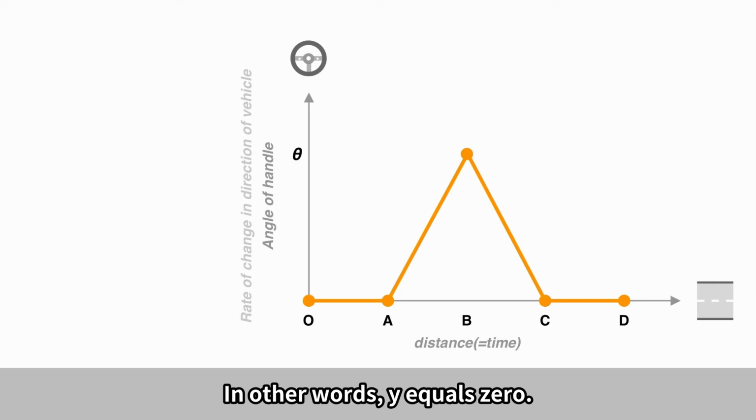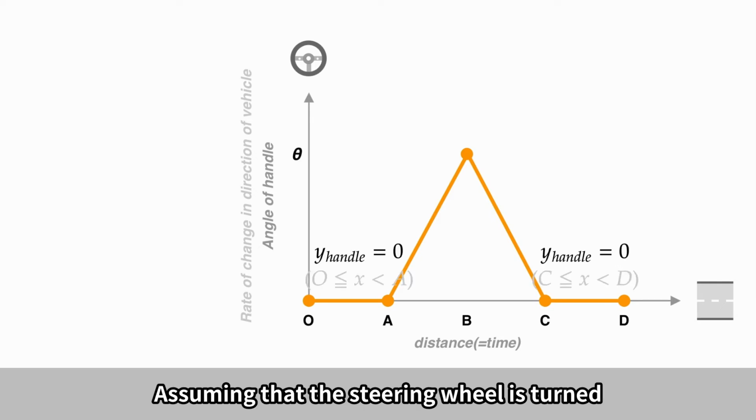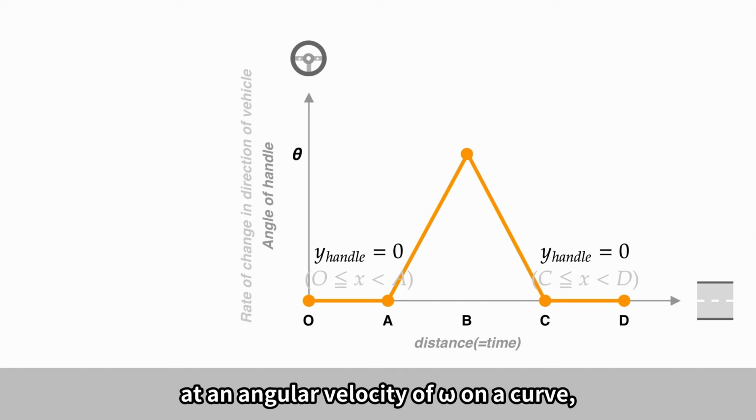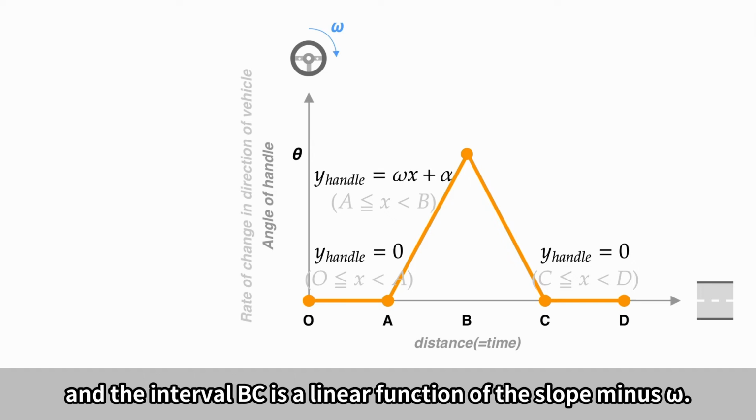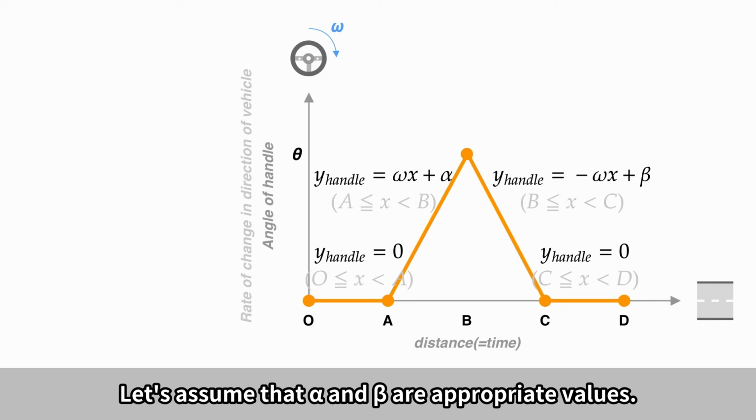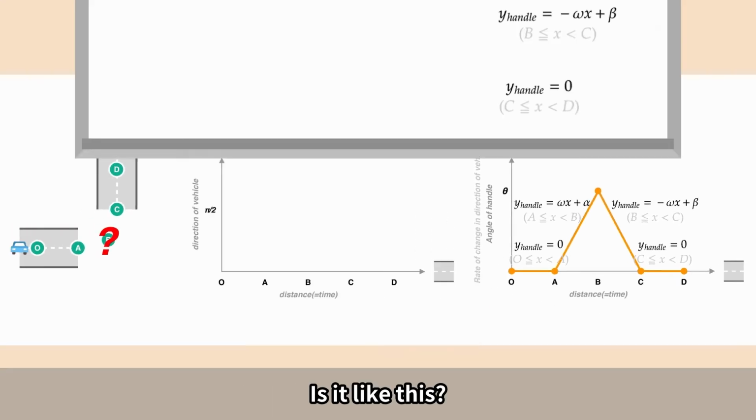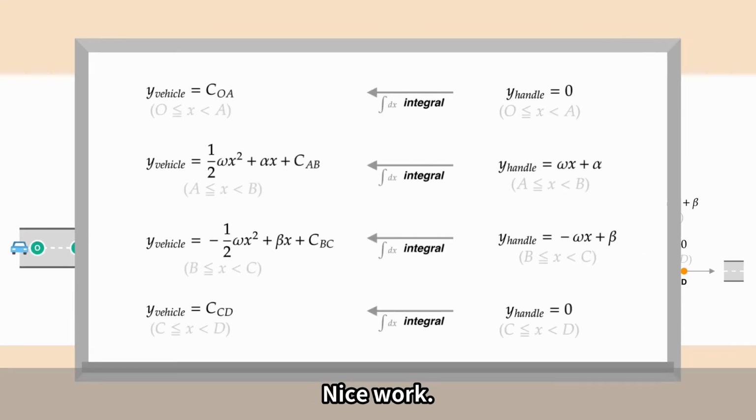In other words, y equals 0, assuming that the steering wheel is turned at an angular velocity of omega on a curve. The interval AB is a linear function of the slope omega, and the interval BC is a linear function of the slope minus omega. Let's assume that alpha and beta are appropriate values. Can you integrate each interval? Is it like this? Nice work.